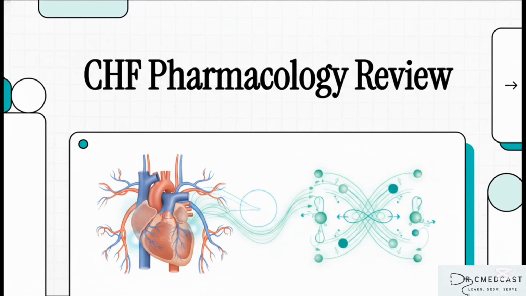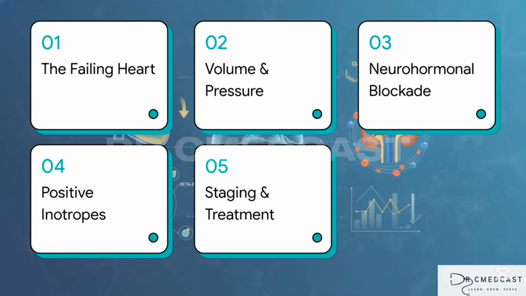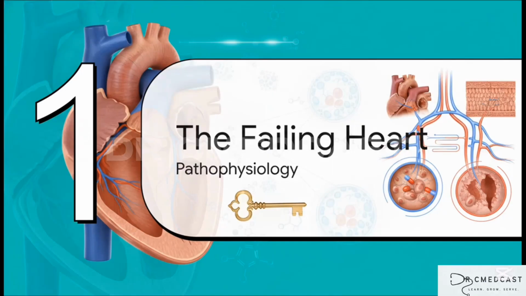Let's dive in. So here's our game plan. First, we have to understand the fundamental problem, the pathophysiology of a failing heart. Once we get that down, we'll systematically look at our drug targets. We'll start with drugs that tackle volume and pressure, then move to the ones that block those harmful neurohormonal signals. After that, we'll touch on some special agents, the inotropes, before tying it all together with a practical, stage-by-stage treatment strategy.